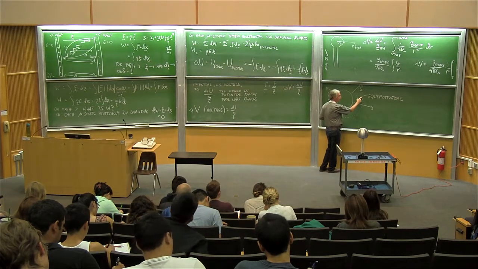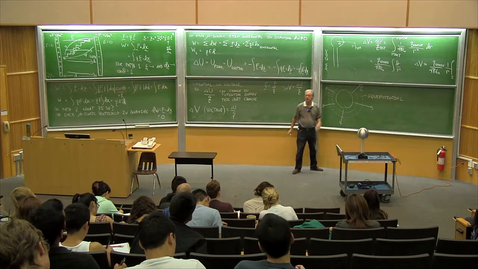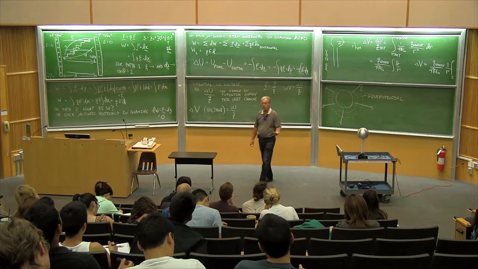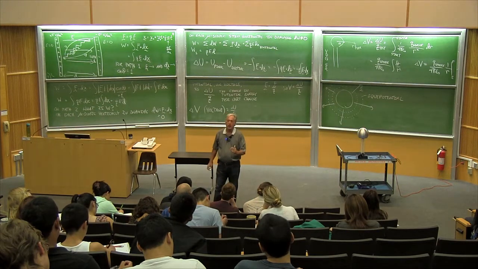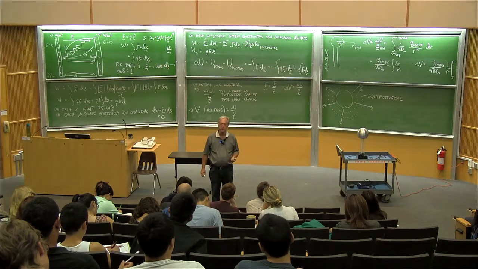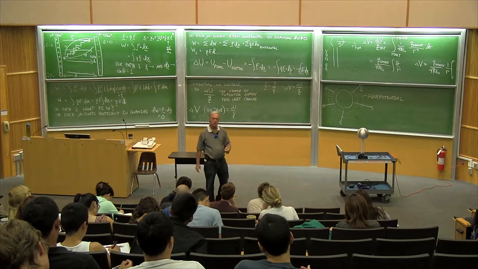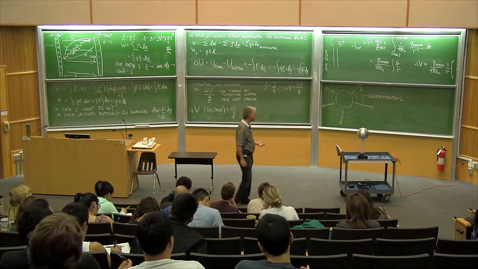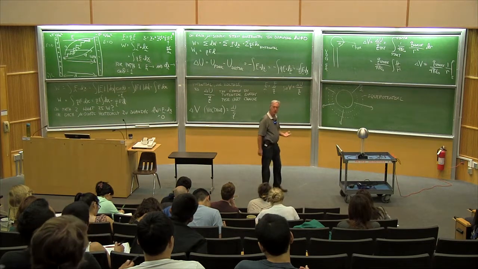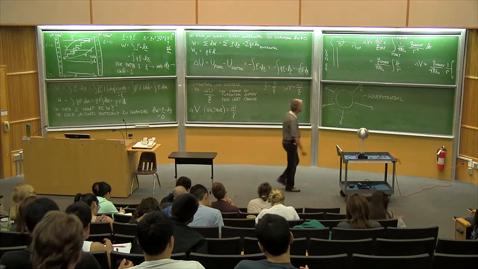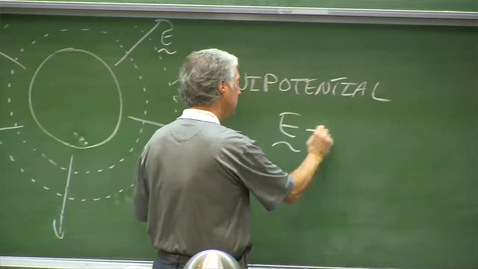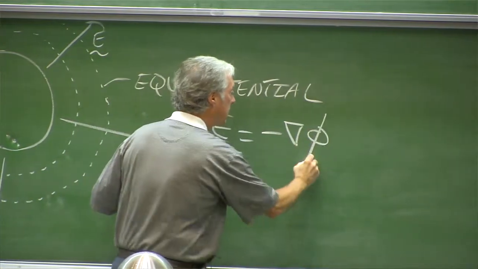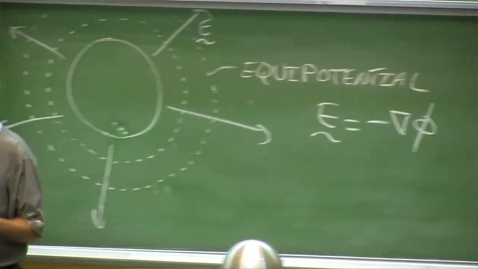As I move in from one equipotential to another, I take a small step. As I move from one equipotential to another, I have a small change in my potential energy, don't I? And that change is driven by the electric field. If there's no electric field, there's no change in potential energy. This is a kind of equation we might write for that.